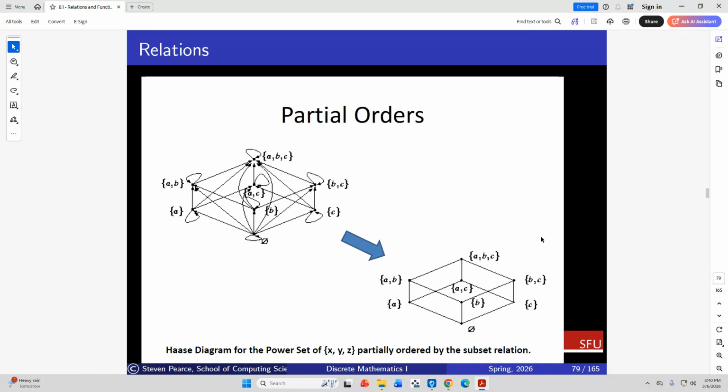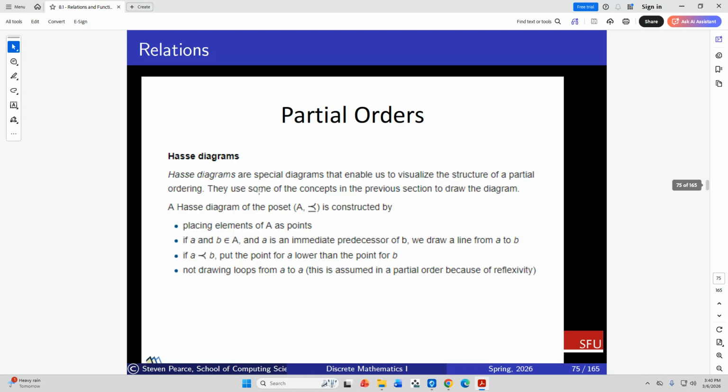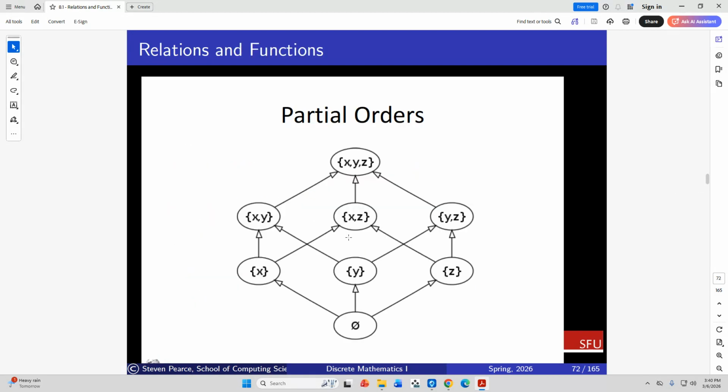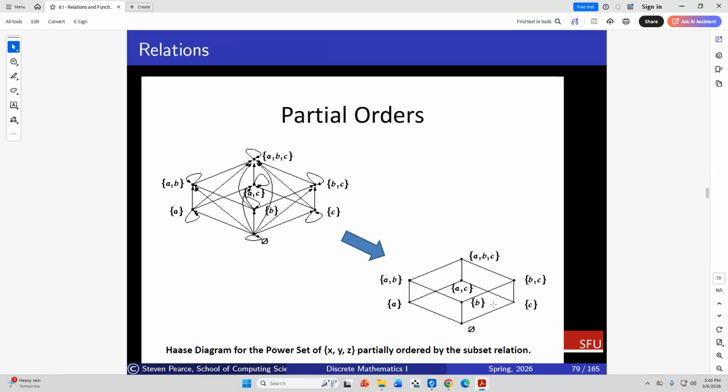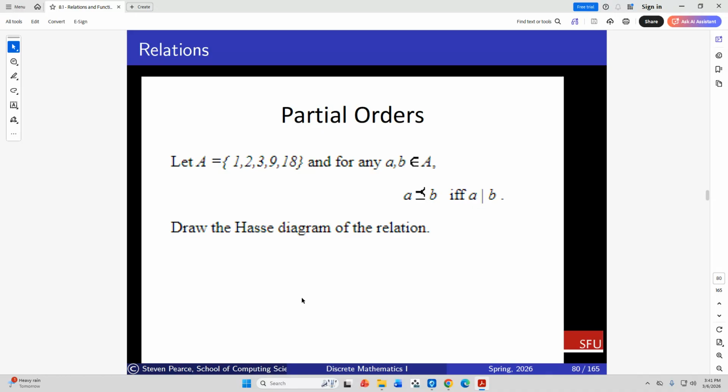Here, look at how it simplifies this. This is the power set for X, Y, and Z, partially ordered by the subset relation. You can see how much simpler it's become. This is what it looks like, and in Hasse diagram form, it's this, so much simpler. The reason is that in mathematics and more advanced studies, in terms of the study of relations, these become cumbersome. So that's one way of simplifying them.